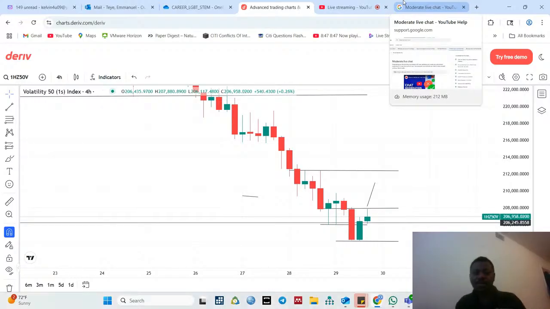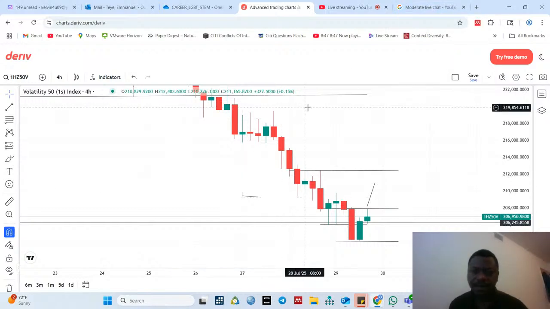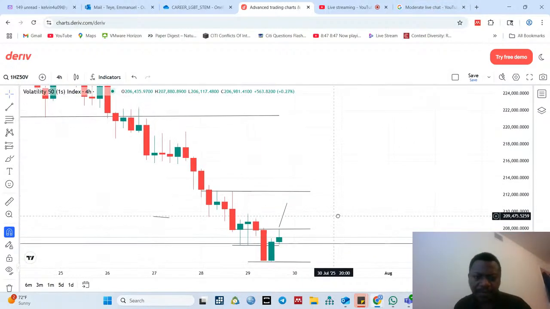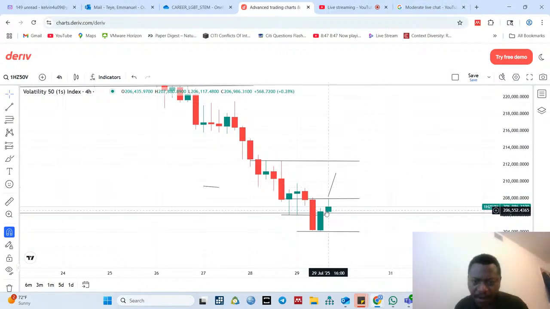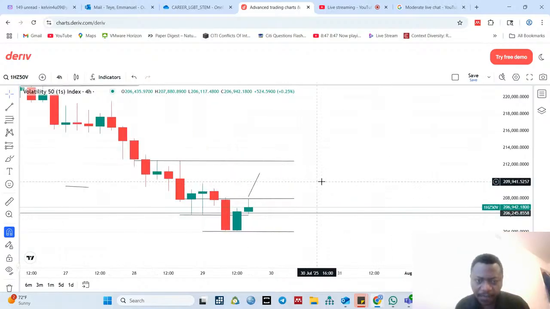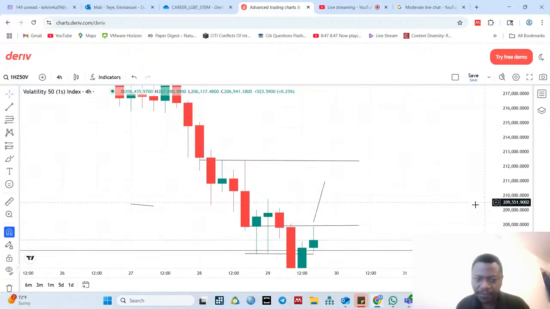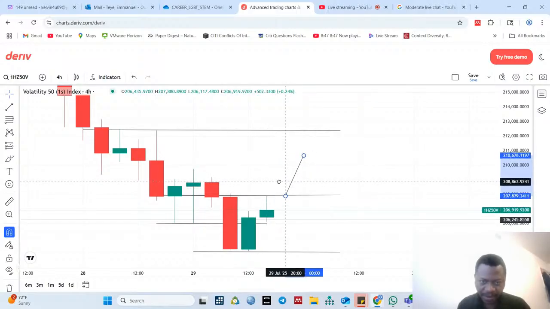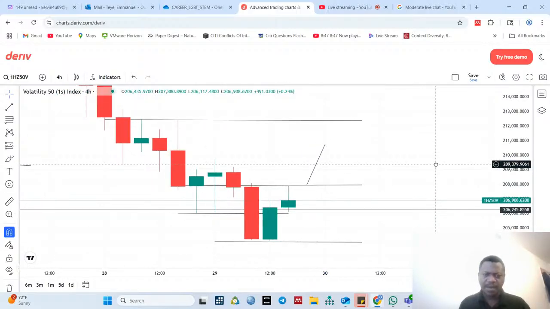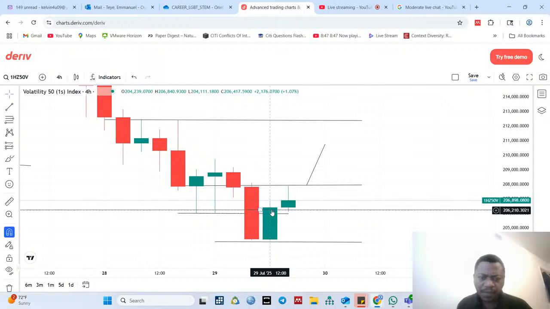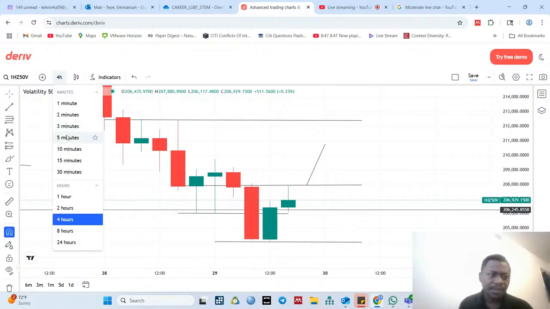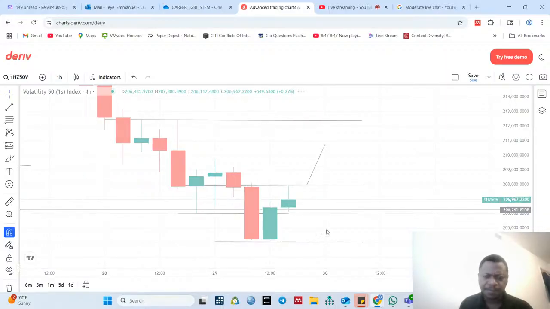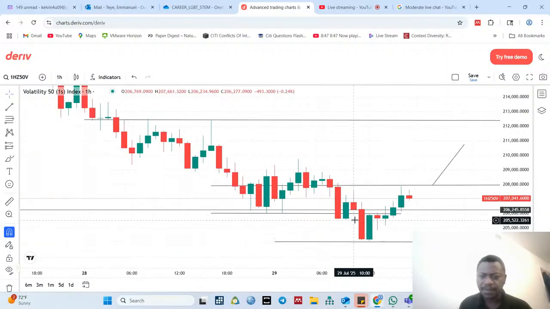So then we'll be likely to go above. So this is the 4 hour. So the confirmation I'm waiting for is for price to close above this area. So even from here on the 1 hour time frame, let's see what is happening.